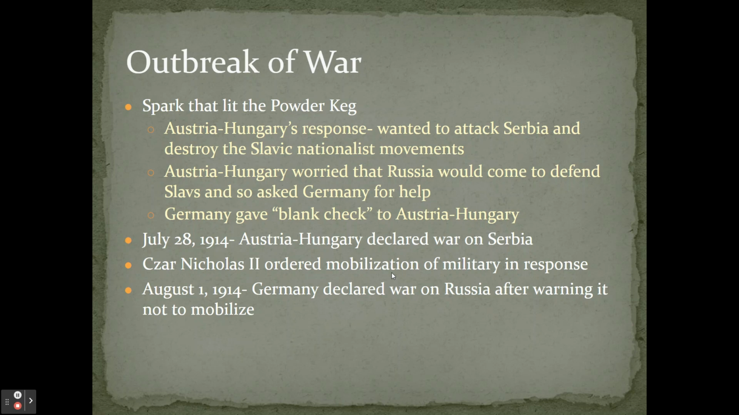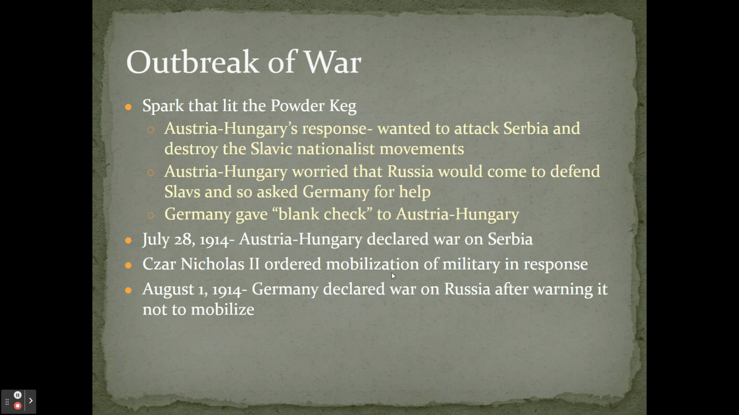And so they go to one of their allies, Germany, and ask for help. They say, Germany, we want to attack Serbia, but we need to know that you're going to back us up. And Germany gave them what's called a blank check, which I know people don't really use checks much anymore. But giving someone a blank check is a metaphor for saying, I'll support you in any way you need. I'll give you anything you need. Once they have that blank check from Germany, they feel really confident that they can go ahead and attack Serbia. So on July 28th, 1914, Austria-Hungary declared war on Serbia.